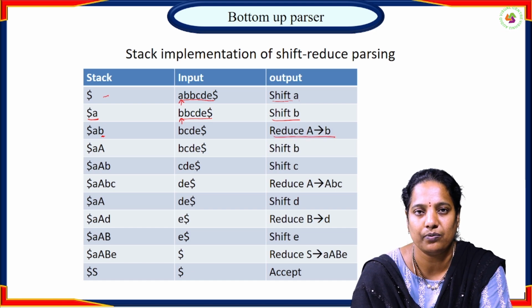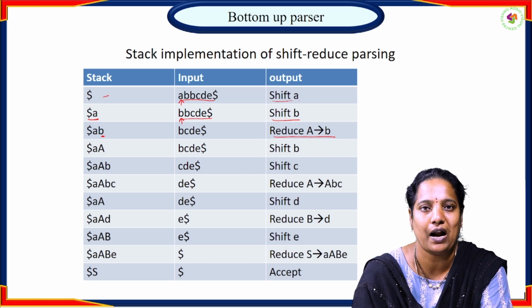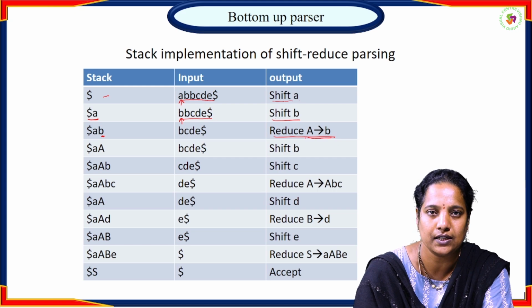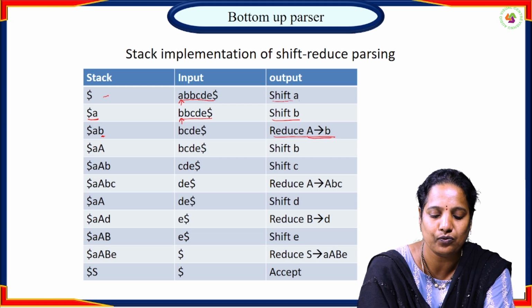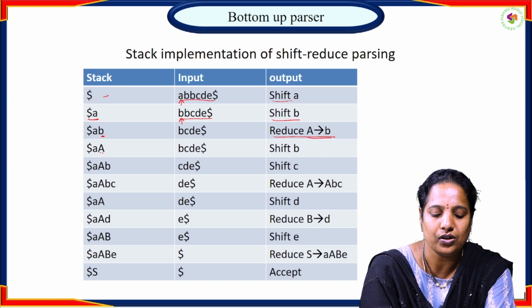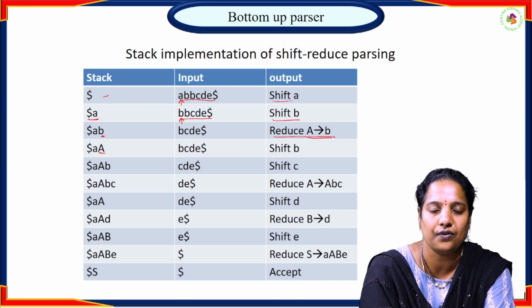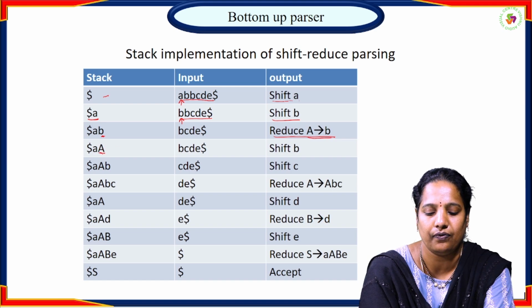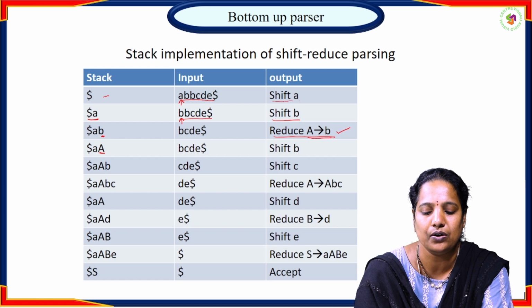Then how can we perform the reduce operation? B is a handle, nothing but the right hand side part of the given production. It can be reduced by using the left hand side non-terminal. And what do we have to do for that? We need to pop the B, and in place of B, we need to push the left hand side non-terminal A. That operation is called the reduce operation.